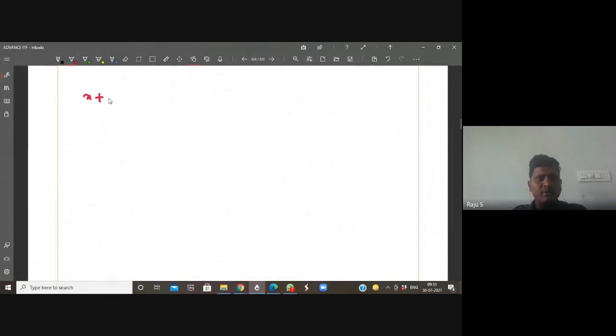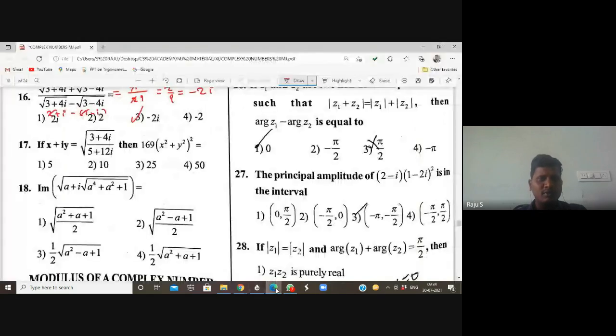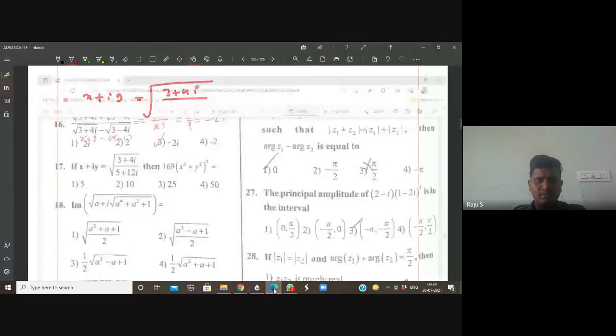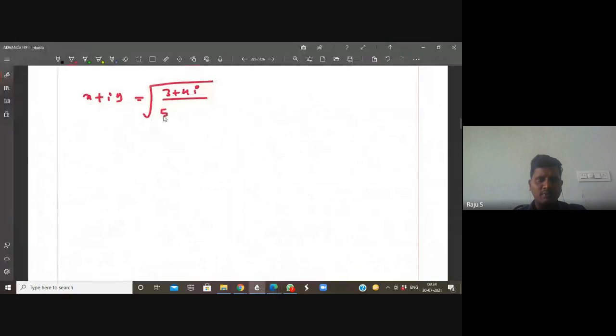We can do it in two ways here actually. One is the square root of 3 plus 4i by 5 plus 12i. Am I right? So here you can rationalize, you can convert it into standard form. That is one method. Another method, you can write the square roots separately, root over 3 plus 4 iota by root over 5 plus 12 iota. We can find the square root of these two values separately and simplify that.